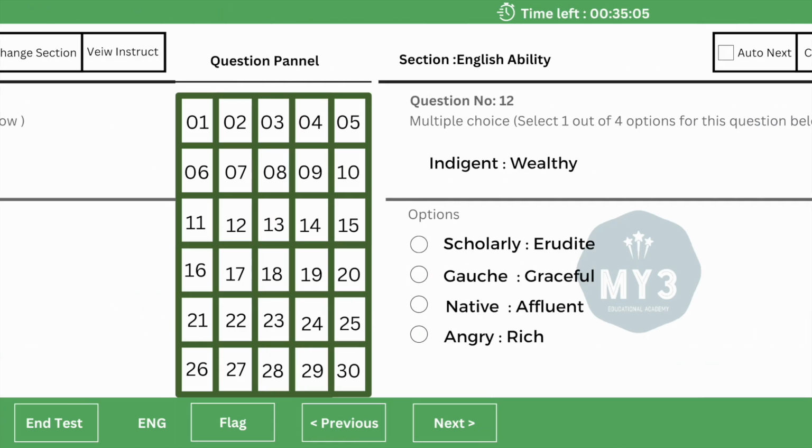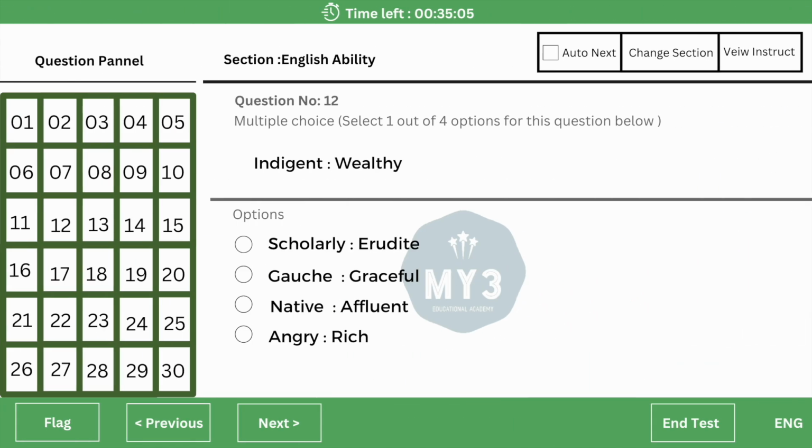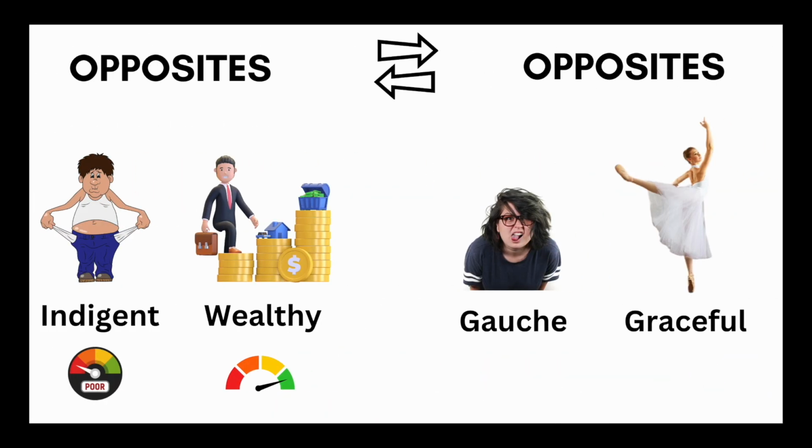Moving forward to the next question. They gave this type of question: indigent and wealthy. Which of the following has a similar relationship? Indigent means poor and wealthy means rich, so they are basically connected as opposite words.